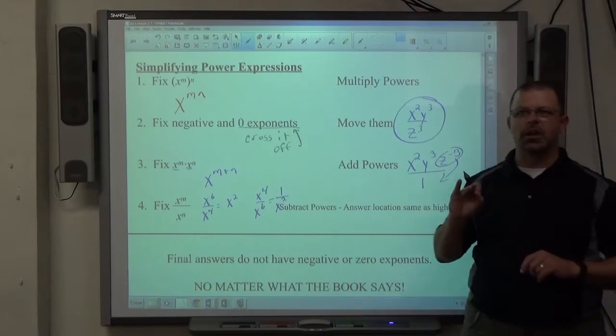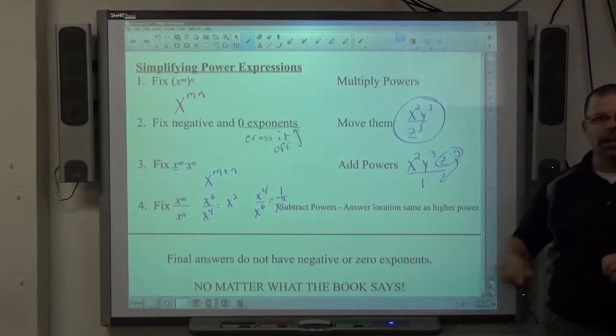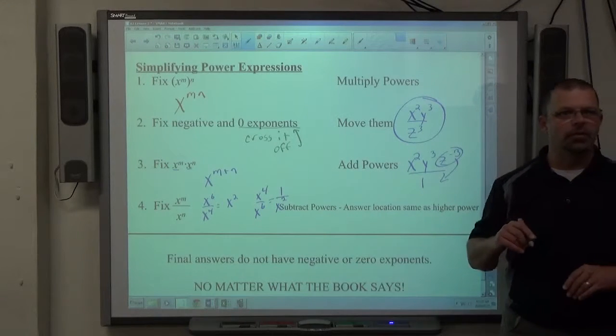Even though the book said write the answer with everything in the numerator, I don't care what the book said. That's what I'm saying. I'm the person grading your papers. Your book doesn't have a hand. I guess not. Or eyes, I don't think. So it can't grade your papers.